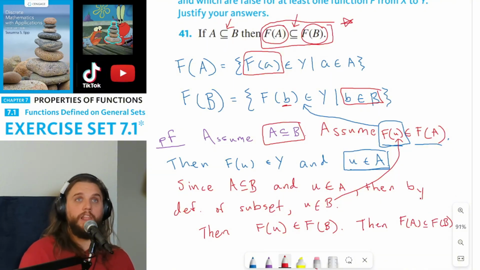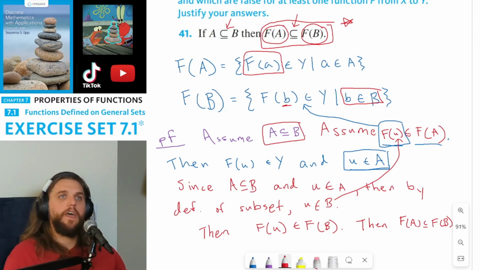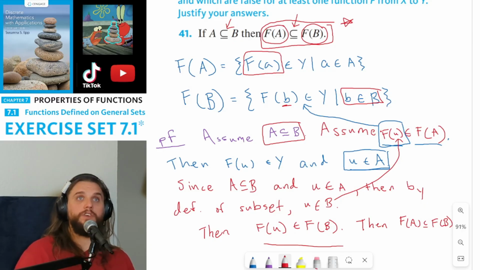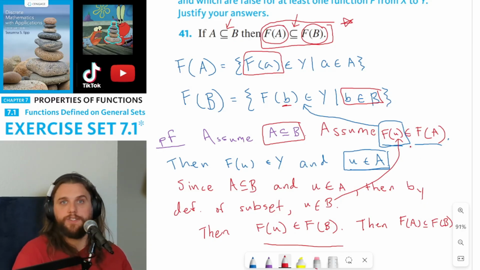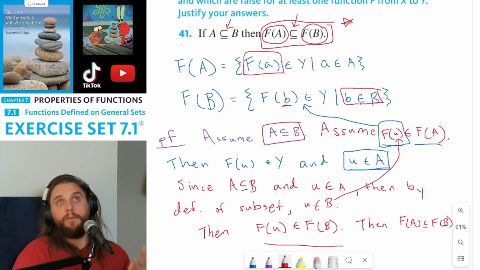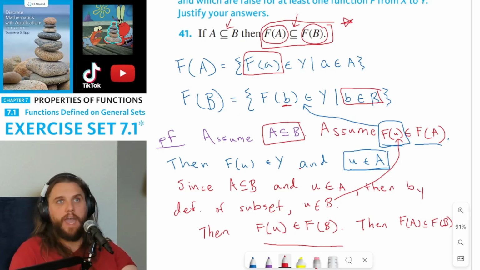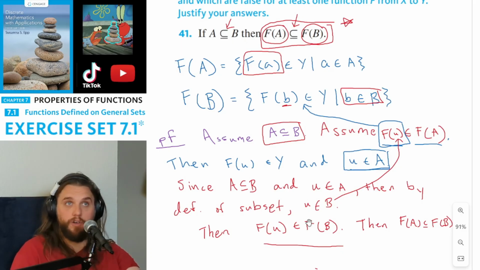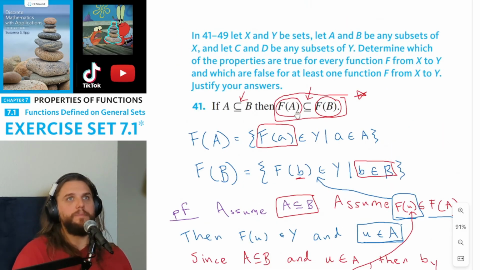Remember that in element arguments, we start with an arbitrary element from the first set, and then we try to conclude that that element is also an element of the other set. Since capital F of u is arbitrary, we don't know what u is. All we know is that u started in the set A, and then we proved that it was in the set B, which satisfies the property that would need to be satisfied according to the set builder notation to be an element of capital F of B. So this means that all elements of capital F of A are also elements of capital F of B. And so that proves that this statement is true.